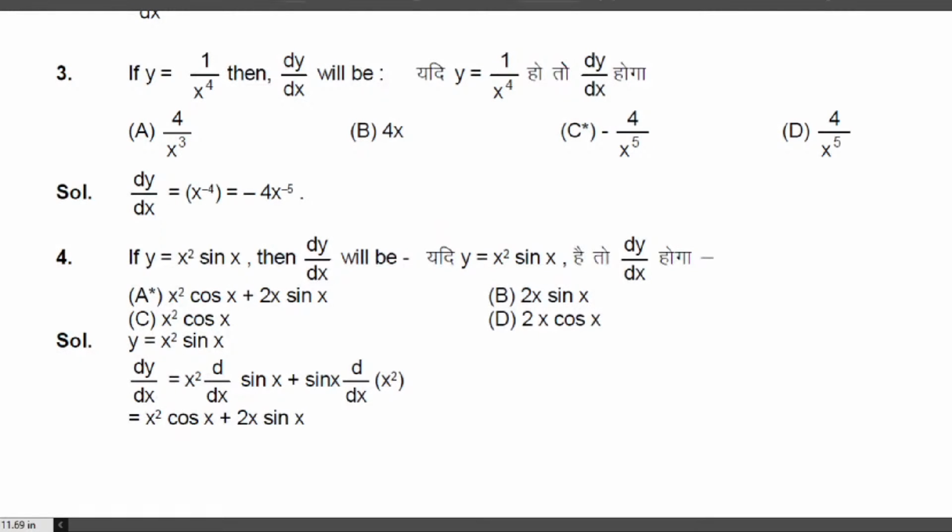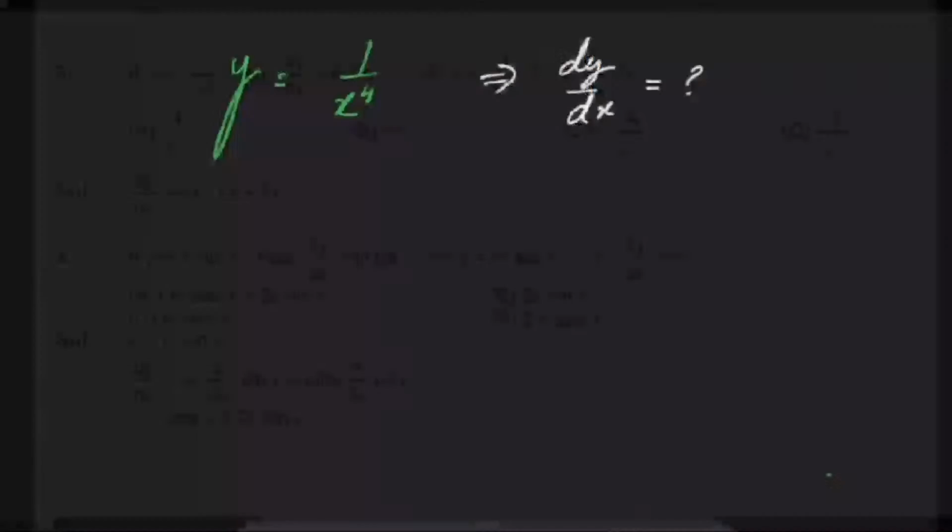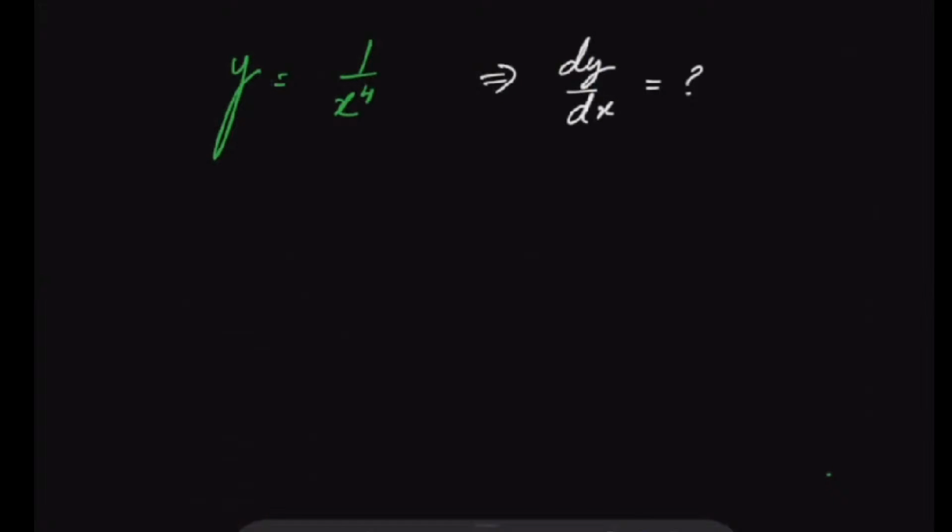Question number 3. What does he say in question number 3? Y equals 1 by x power 4. Then he is asking what is dy by dx equal to. Okay, that's the question. This is the question, right?